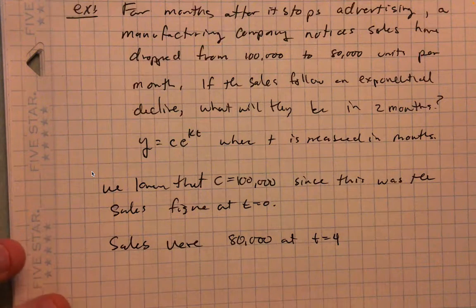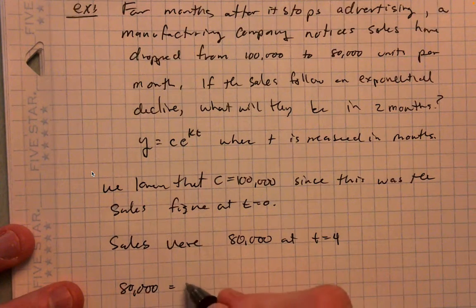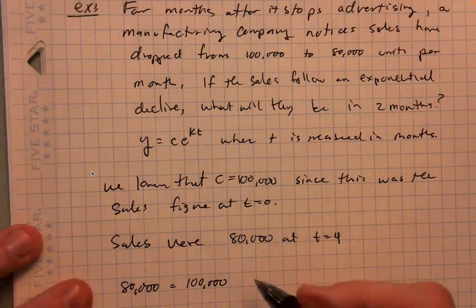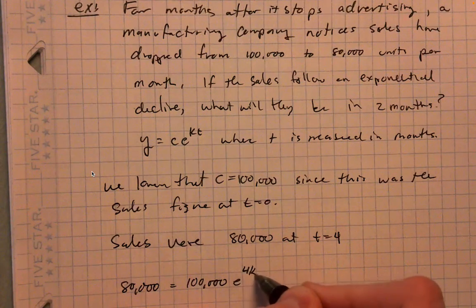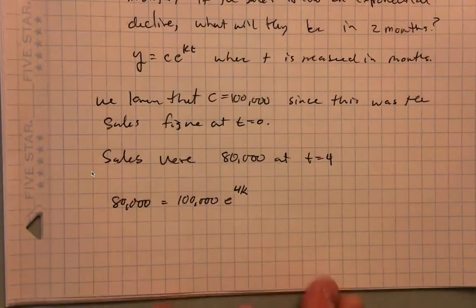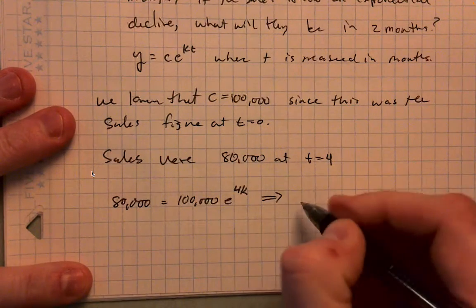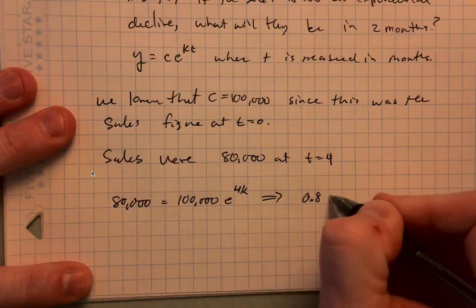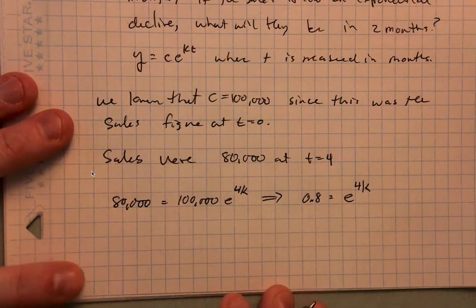So therefore, what would we have here? We would have 80,000 equals 100,000 e to the 4k, right? We need to know what that proportionality constant k is. And, well, we can solve this pretty quickly. Let's divide both sides by 100,000. And we get 0.8 equals e to the 4k, like so.